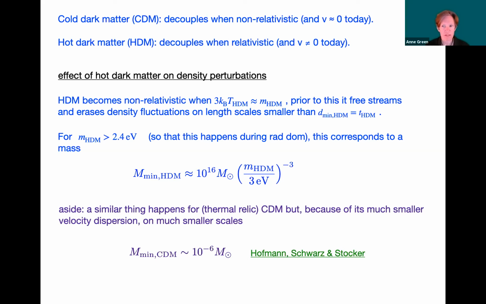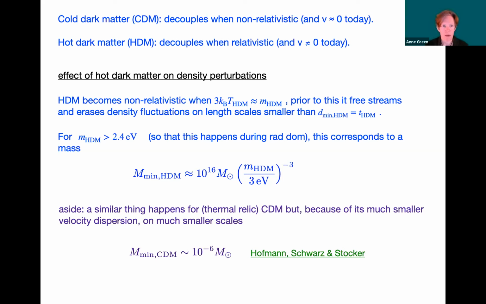As a very rough aside, because it might get mentioned later on, at very early times, the WIMPs can also free stream and erase perturbations too. But it actually happens on much smaller scales. So the corresponding scale beneath which perturbations are erased by cold dark matter, or at least for thermal relic cold dark matter like WIMPs, is of order the Earth mass. So it's tiny for most practical purposes.